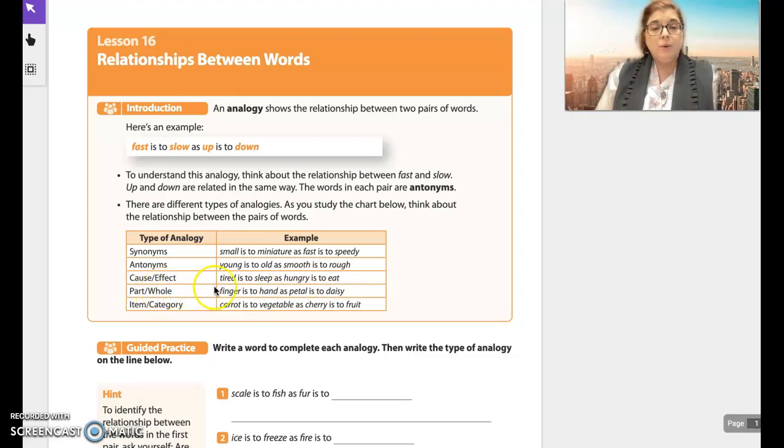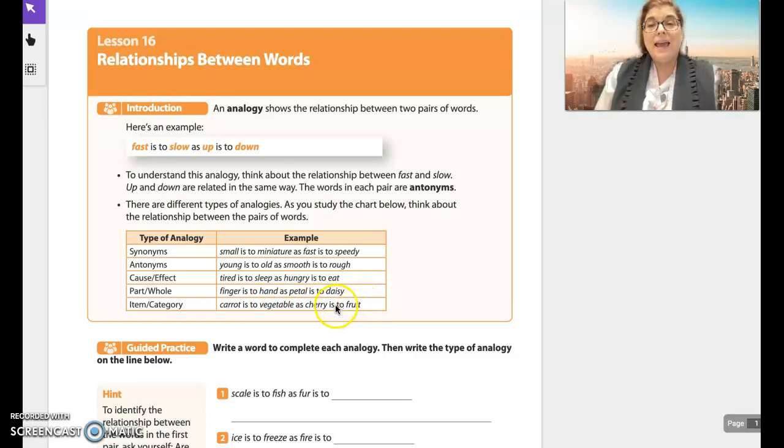Part to a whole. A finger is part of a hand, and a petal is part of a daisy. Petal, daisy. The petal is the part of the flower, and the flower is the daisy. The finger is part of the hand, and the hand is the whole. Item and category. Carrot is to vegetable. So that means that the carrot is the same thing as a vegetable, as a cherry is to a fruit.